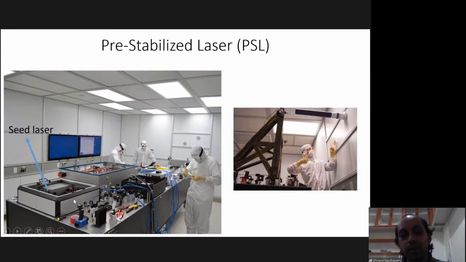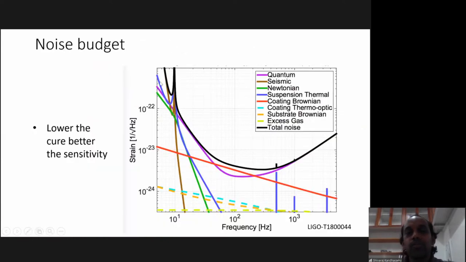You start with a 1 to 2 watt laser, and it is amplified in multiple stages to produce around 70 watts. Then that is sent into the interferometer. So we have to increase the sensitivity of the instrument through these different stages of amplification, and also through these different cavities. But that is one step in building this instrument.